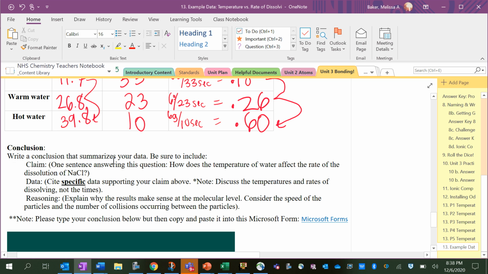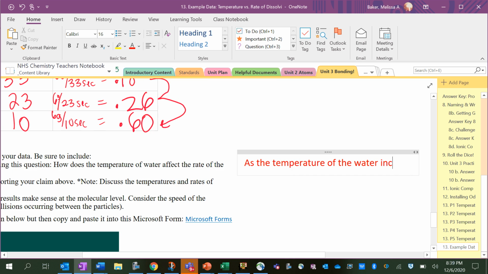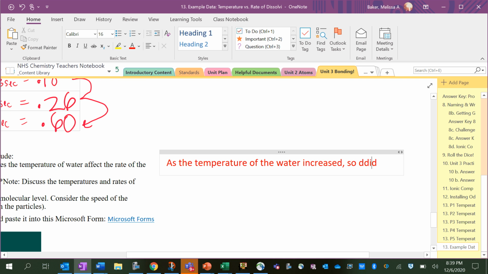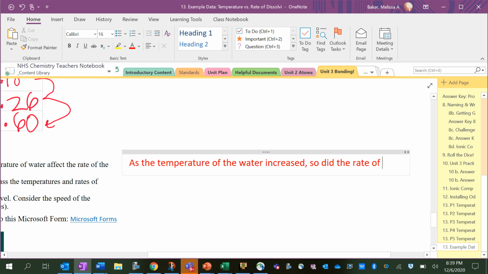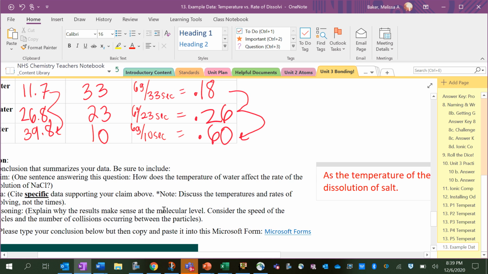So first, one sentence answering this question: How does the temperature of water affect the rate of dissolution of NaCl? So we'll say, as the temperature of the water increased, so did the rate of the dissolution of salt. Okay, I got fancy with dissolution of salt.